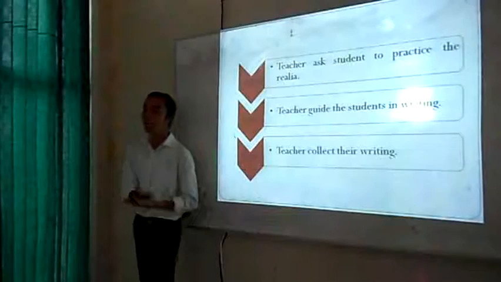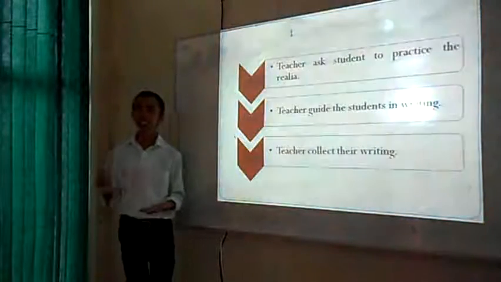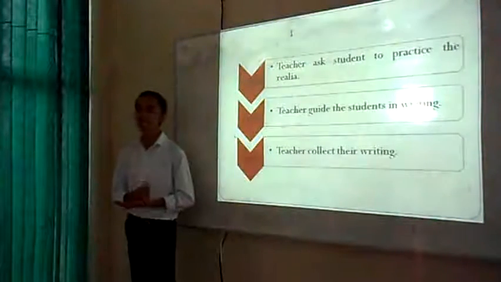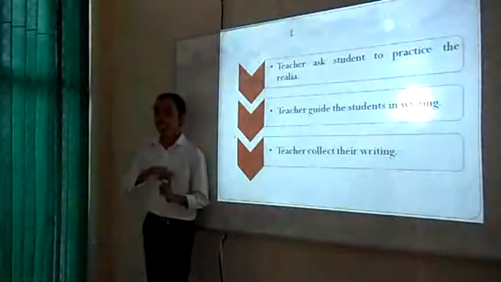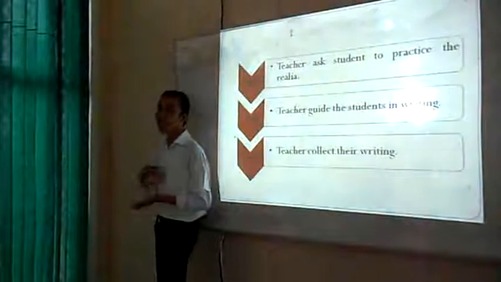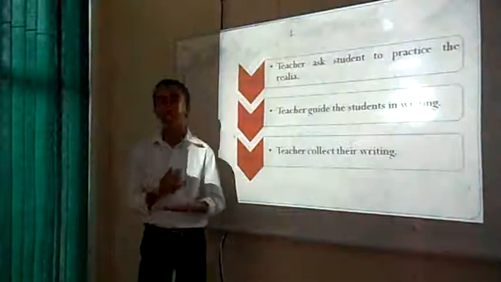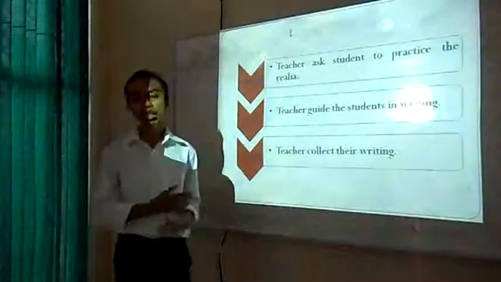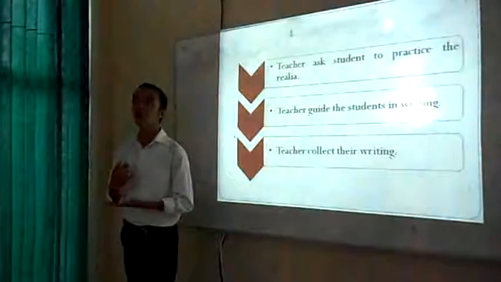Make sure before you ask your students to write a good paragraph, especially in writing procedure text, make sure your students have learned about simple present and imperative sentence. Because the language features of procedure text are imperative sentence and simple present. I hope with this realia, it can help you as a teacher, especially English teacher, to choose the best media. It can help you in teaching writing ability, especially in writing procedure text.